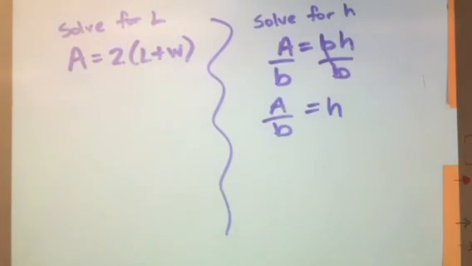It's very similar to the problem on the left because we have multiplication with L plus W. So I'm going to look at that as all one factor, L plus W, is being multiplied by 2. So my first step is going to be to divide by 2.